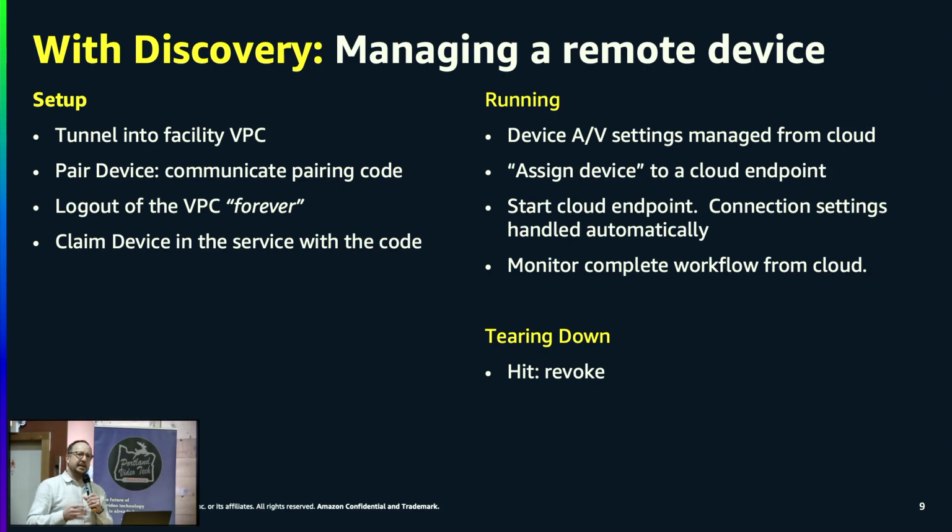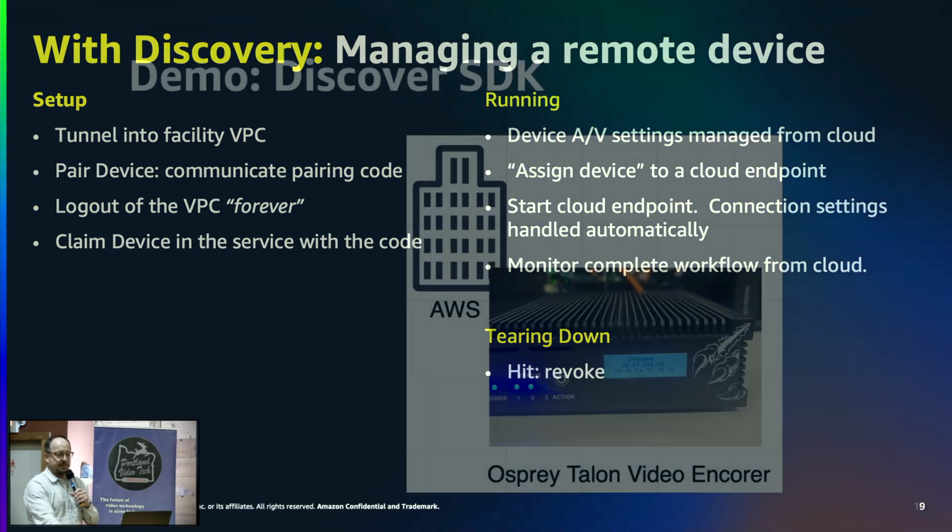You don't even really need to, from the services side, set any of the transport stream parameters because that can be done automatically in the cloud and pushed to the device. So you don't have to set IP addresses and ports and keys or anything like that. That can be handled by your cloud automation, which just sends those settings to the device. Tear down, you just hit revoke on the cloud service and you're done.